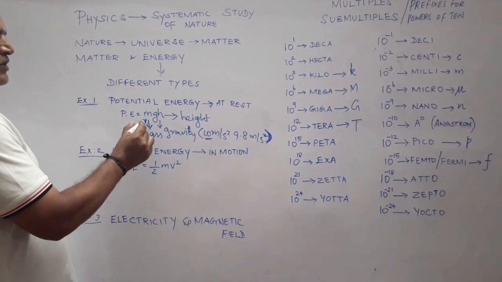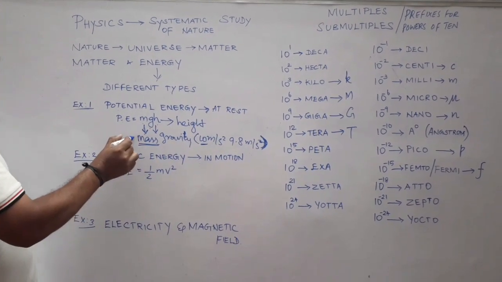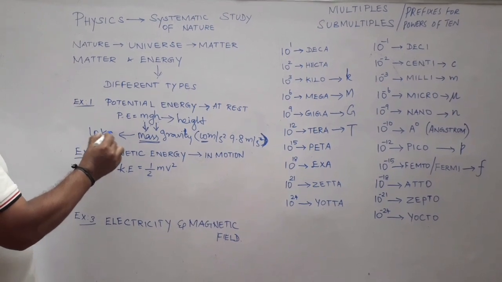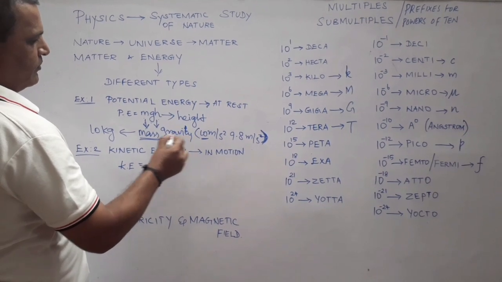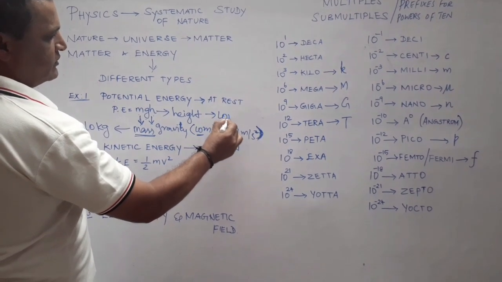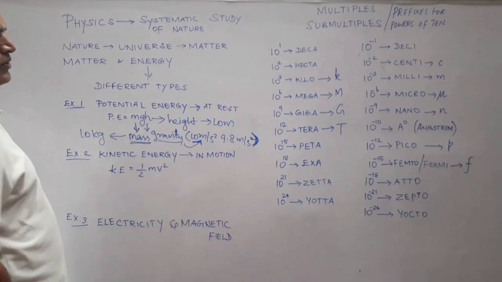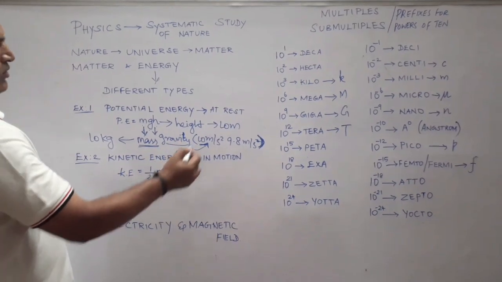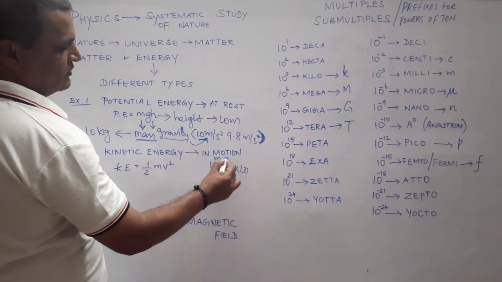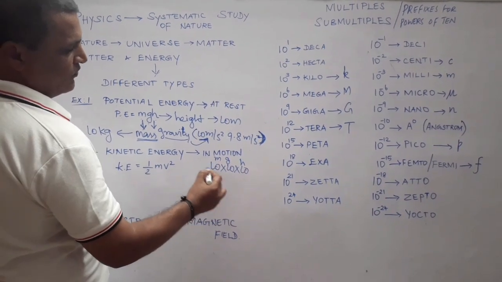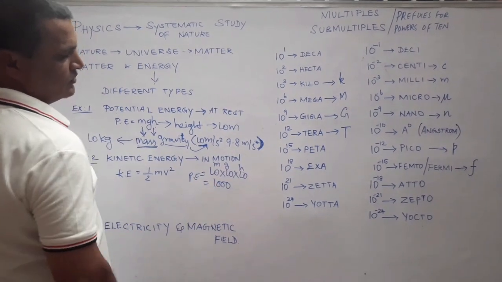So the formula we know for potential energy is m, g, h. Now let me give an example. Let the mass be 10 kilogram. Let the height through which the body is lifted be 10 meters, and gravity we already know, which is constant, is 10 meter per second square. So multiply all these three: 10 into 10 into 10. This is m, g, h. So what is the potential energy finally? Just multiply these three. 1000.